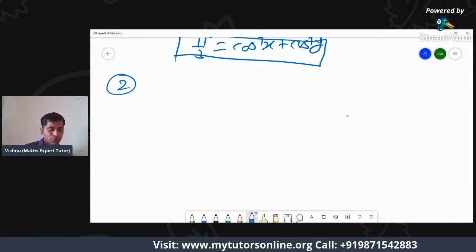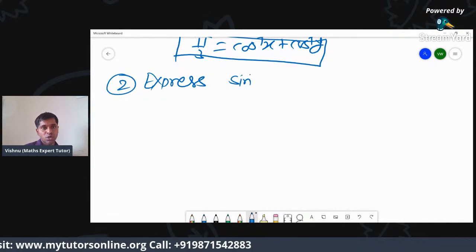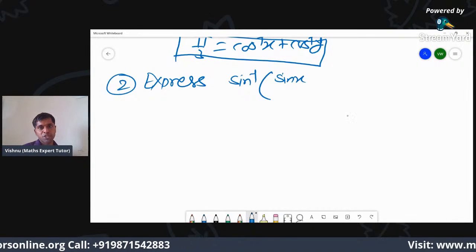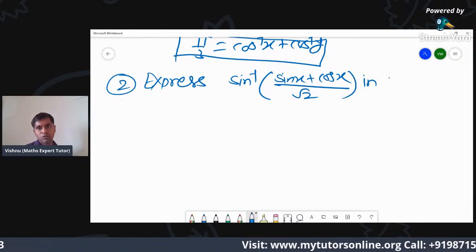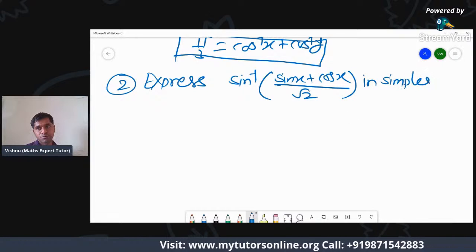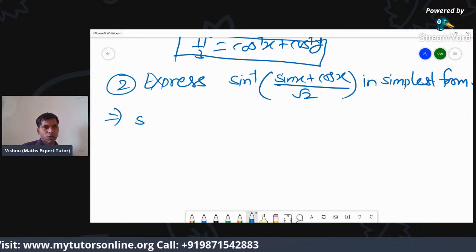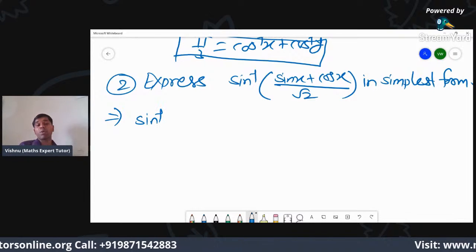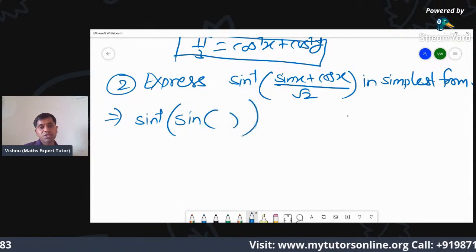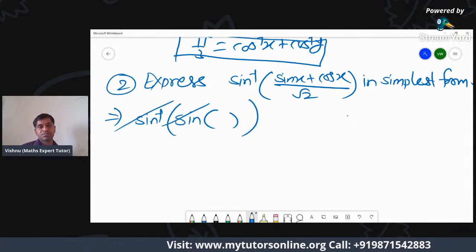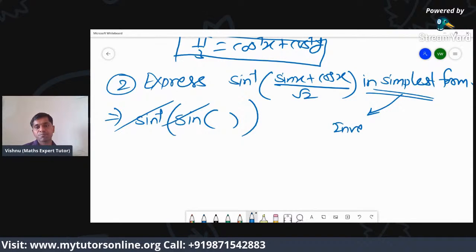Express sine inverse of (sin x plus cos x) by root 2 in simplest form. Okay, how do you do this? Simplest form means what? We need to form some formula of sine and cancel this. That is the meaning of simplest form in inverse trigonometric functions.